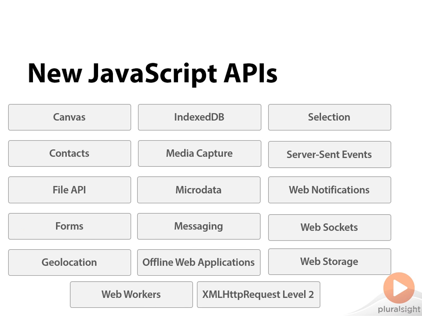And finally, XMLHttpRequest Level 2, or our good friend AJAX, gets an update as well. Now, the AJAX APIs are really pretty full-featured, but one thing that's a built-in limitation of AJAX is the single origin domain constraint. In other words, you can't send an AJAX request to a server that's not the server of origin of the running application.